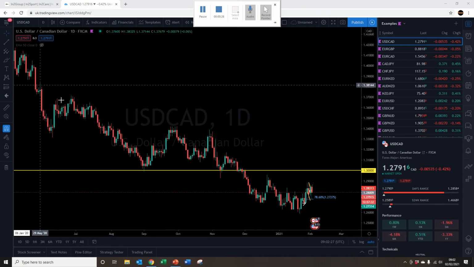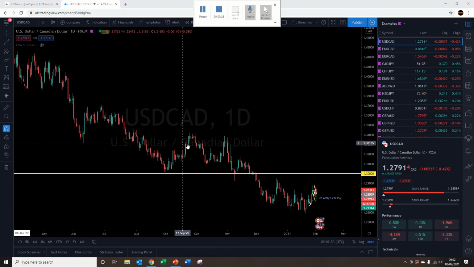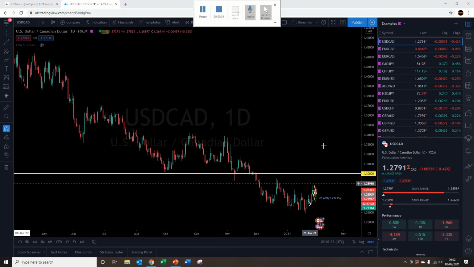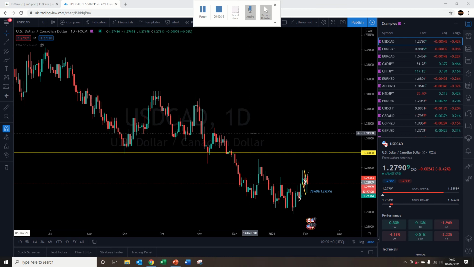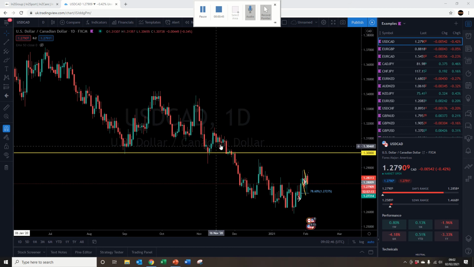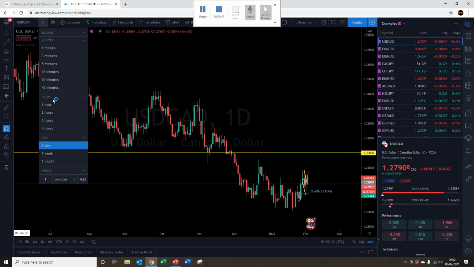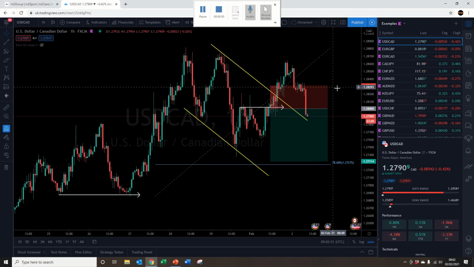As you can see on the daily, we are clearly correctively moving downwards, but I'm looking for that dollar strength, and I am expecting a push up to at least the 1.30 key level, which you can see we've come into this and created a couple of swing lows on previous occasions. If I go down to the 1 hour, I'll just show you what I'm looking at.